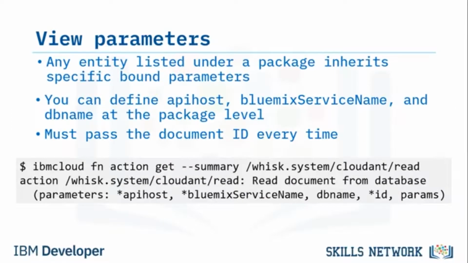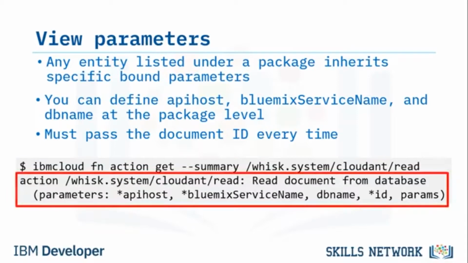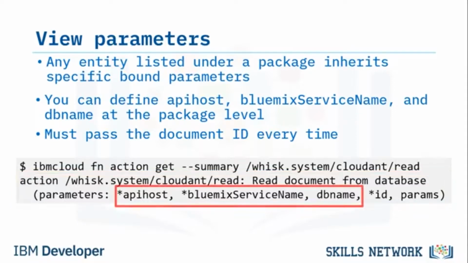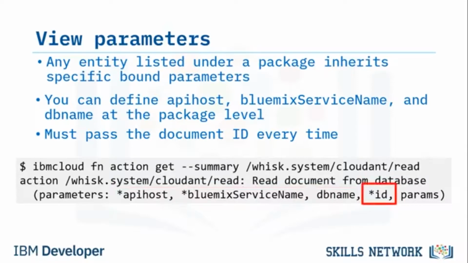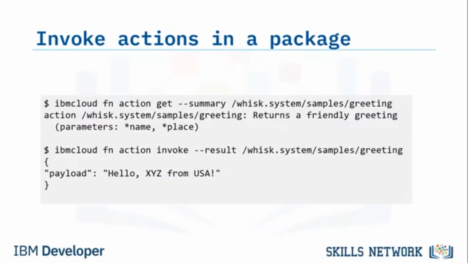To view the list of known parameters of an entity belonging to a package, you'll need to run a get command with the summary flag. This command gets a description of the read document action. Here, you can see 5 parameters for this action. 3 of these parameters, API host, Bluemix service name, and DB name, can be predefined at the package level, and when invoked, the package inherits the predefined parameter values. As a result, the invocation only requires the document ID parameter. Any entity listed under a package inherits specific bound parameters from the package.